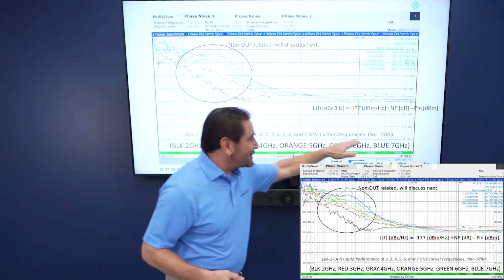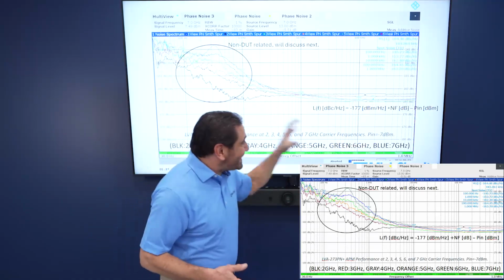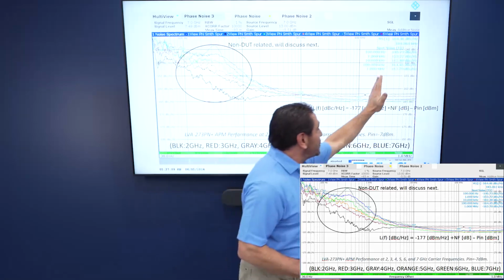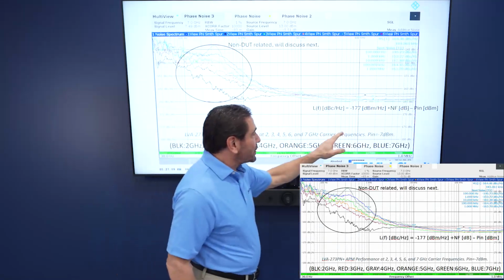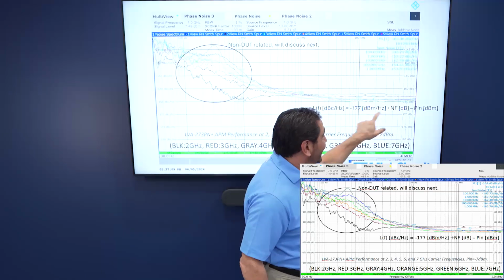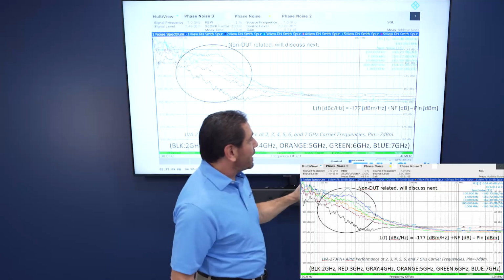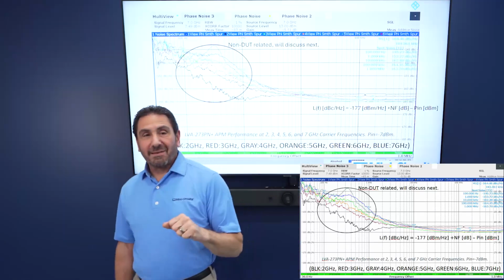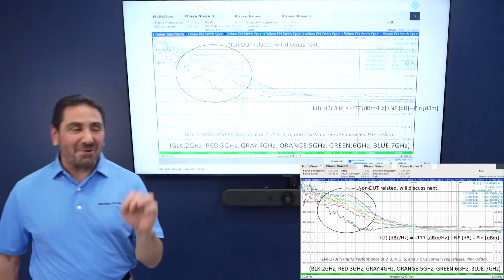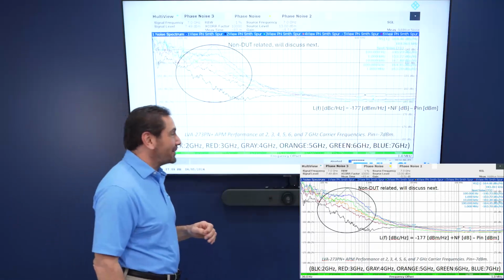So the input power is very important because what this is meant to show is actually the noise figure of the amplifier. If you're not familiar with this equation, you can determine the noise figure of the amplifier in the presence of a signal by measuring the additive phase noise in the white noise region. Very important. We're going to use that equation repeatedly throughout this webinar.